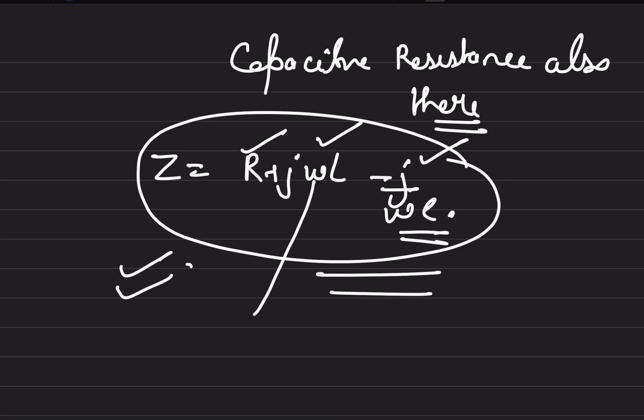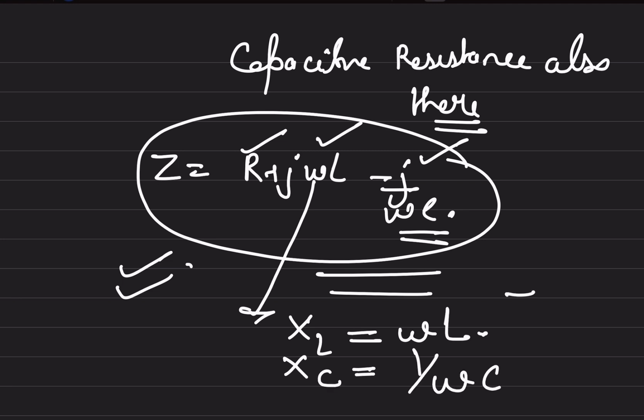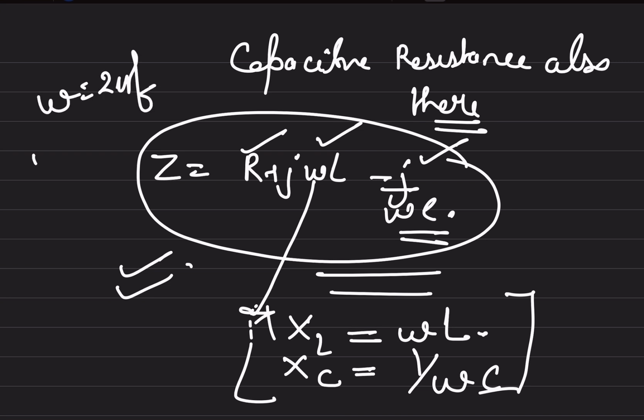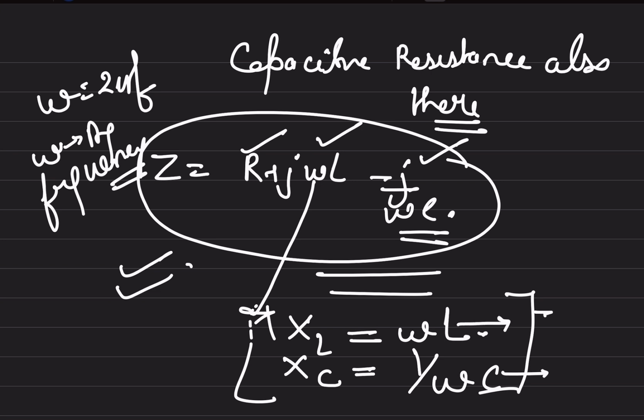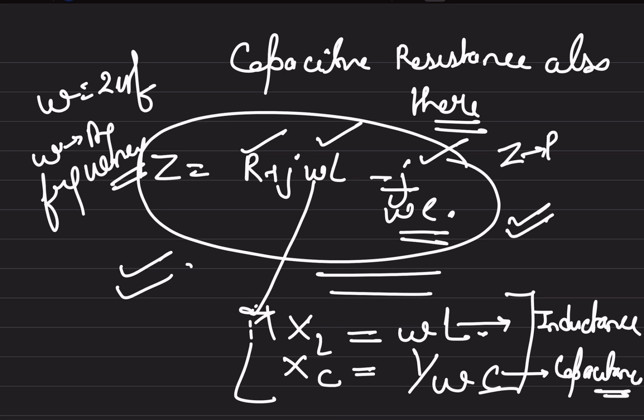The inductive resistance is denoted by XL and it is equal to omega into L. The capacitive resistance XC is equal to 1 by omega C, and omega is equal to 2 pi f. Omega is the angular frequency, L is the inductance and C is the capacitance. And this is the formula for the resistance. Z is here the resistance of the circuit.